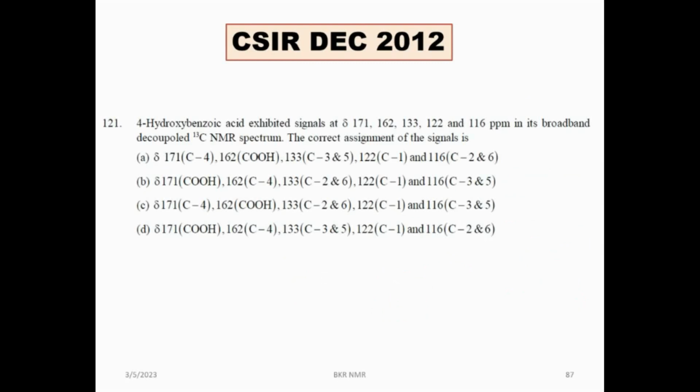Now coming to this, 4-hydroxybenzoic acid exhibits signals at the following values. Again, they are broadband decoupled. So when I do broadband decoupling, all the splitting patterns will be lost. I'll have only singlets for all the different carbons. Now, could you tell me what is the right answer here?